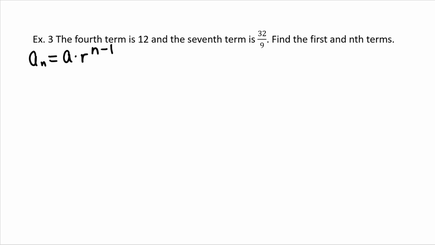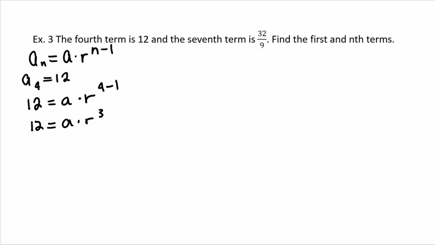Now, if we're told that the 4th term is 12, then we know that a sub 4 equals 12. Let's put that information into the general term, so we can write 12 is equal to a times r to the power of 4 minus 1, or 12 is equal to a times r cubed.